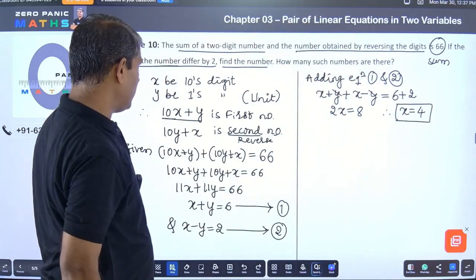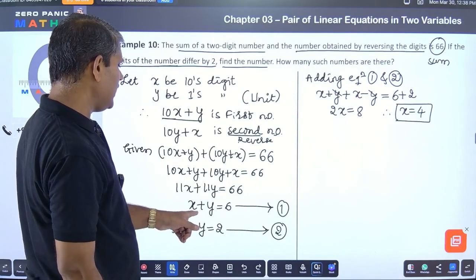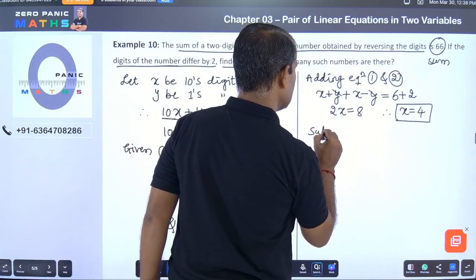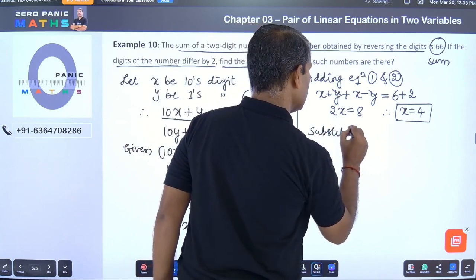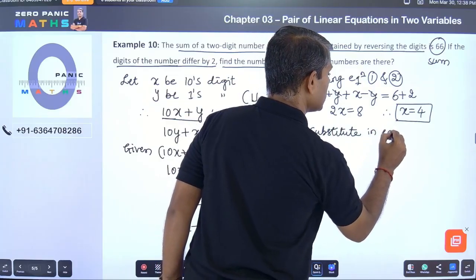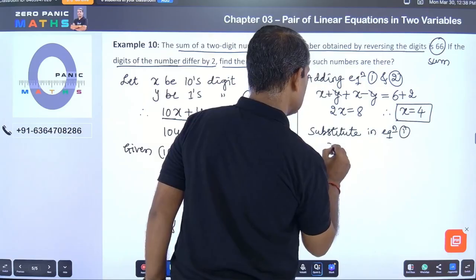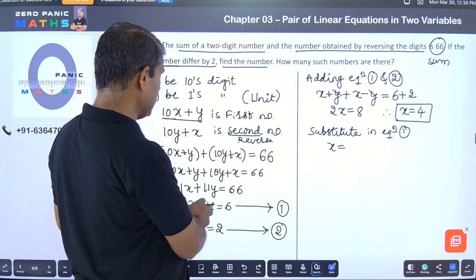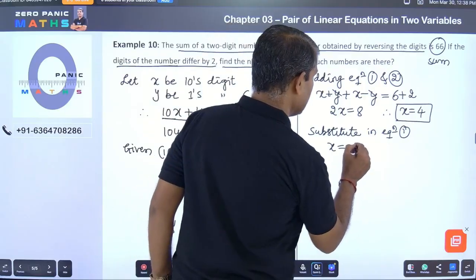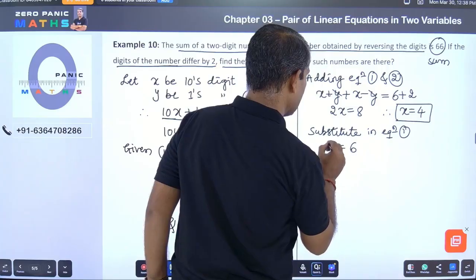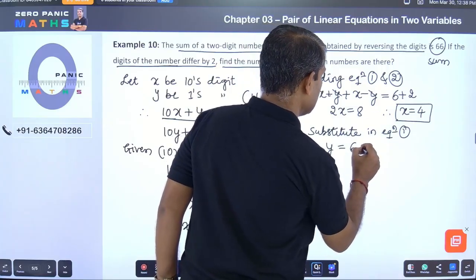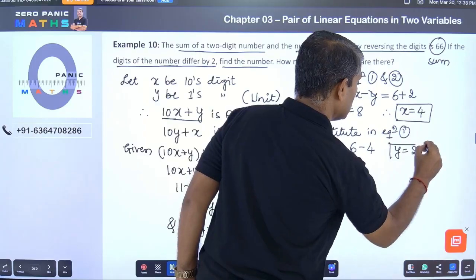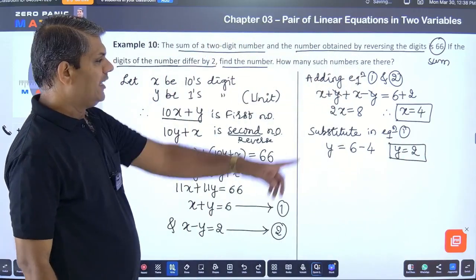Now substitute the value of x in equation 1 or 2. Let us substitute it in equation 1. So equation 1 is x plus y is equal to 6. Keep y on one side and take x to the other side, it is 6 minus x. I'm calculating y because x we already have, 6 minus 4, that is y is equal to 2. So therefore we got x and y.